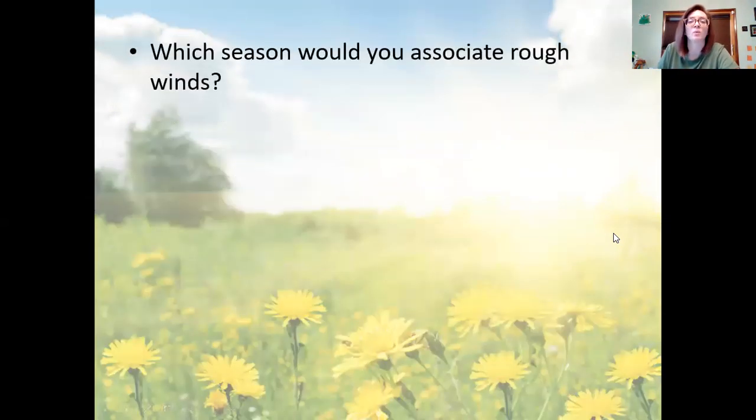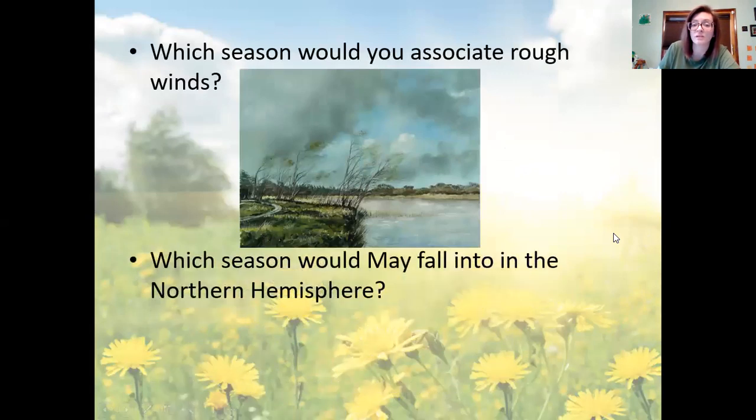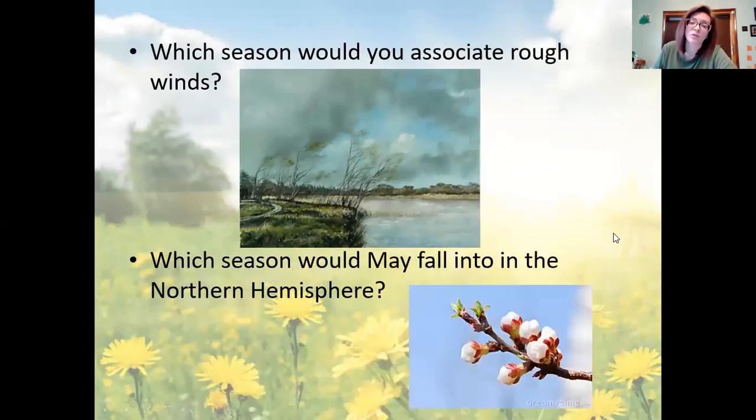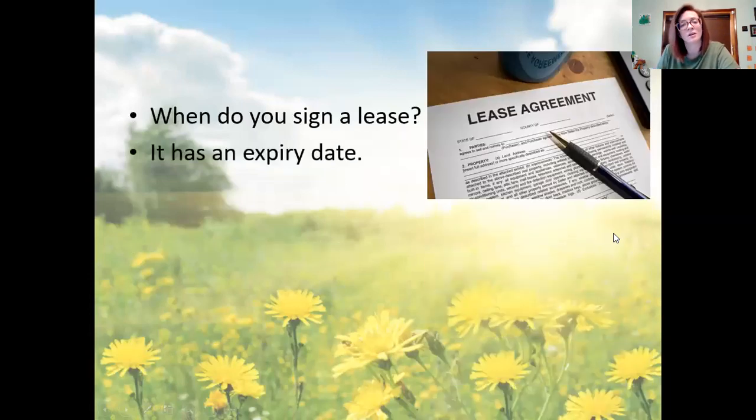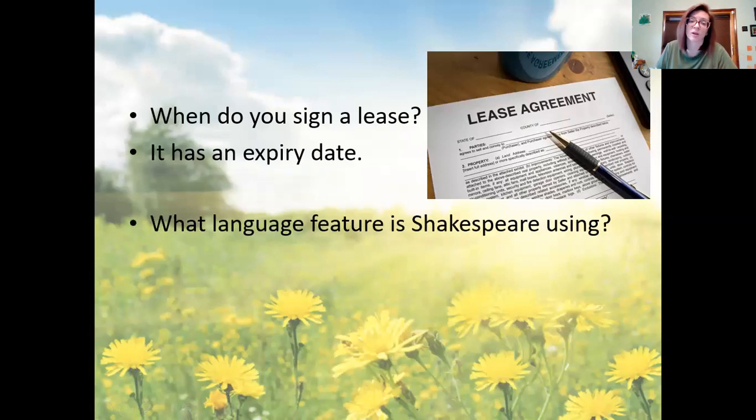So, which season would you associate with rough winds? Would May fall into the northern hemisphere? That's kind of what they're going on. When do you sign a lease? It has an expiration date. Okay, so if we go back and look at it, what language feature is Shakespeare using?